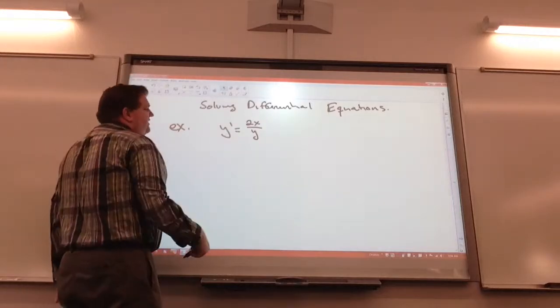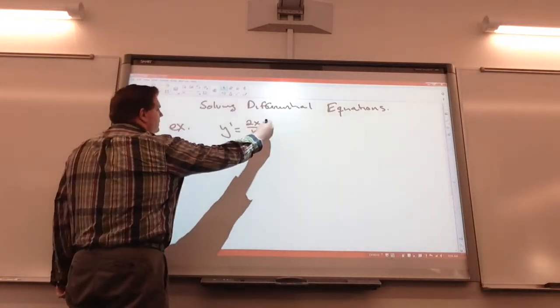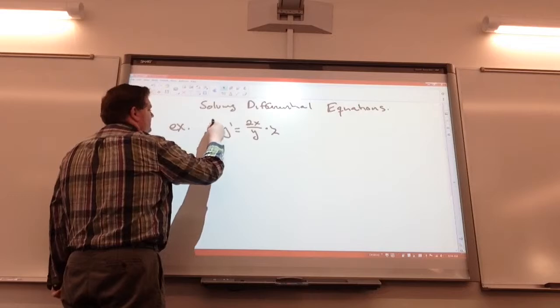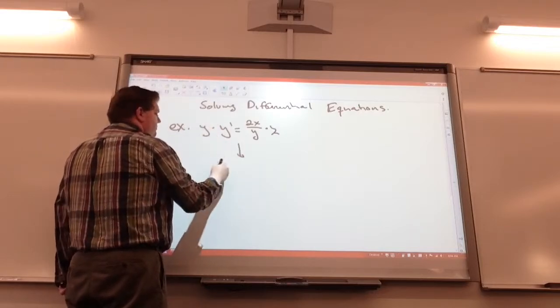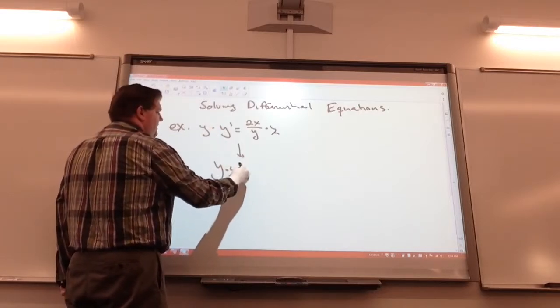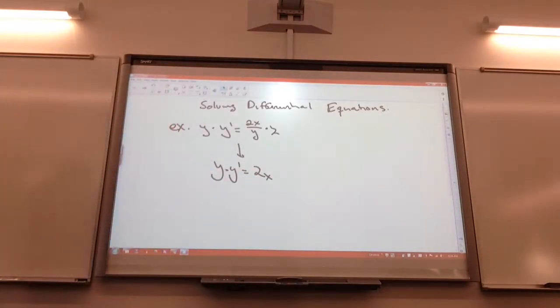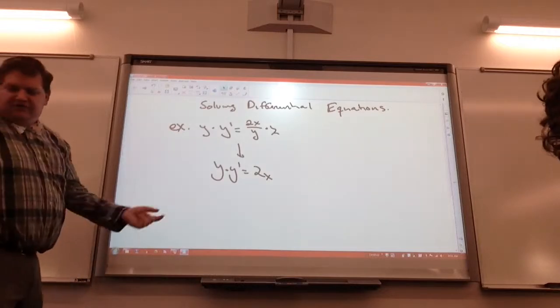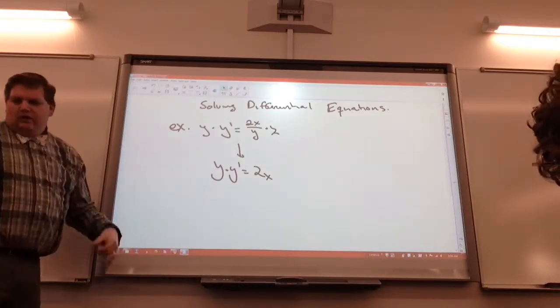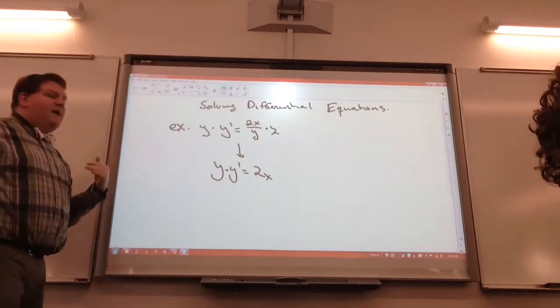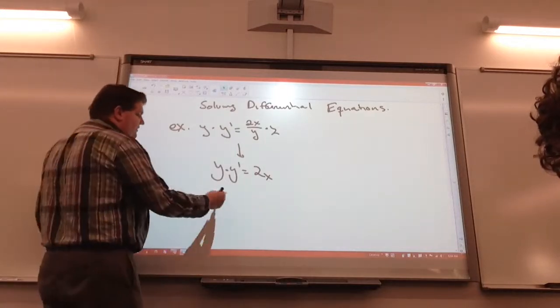In this case, it's fairly easy. I multiply both sides by y. And that would give me y times y prime is equal to 2x. Technically speaking, y prime is really just dy by dx. So if I wanted to, I could substitute that in.